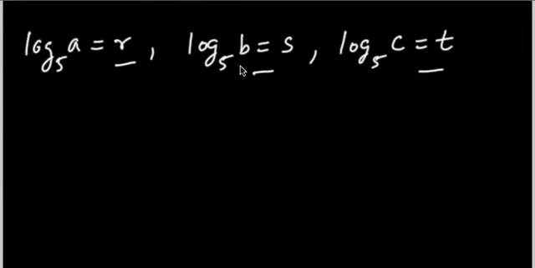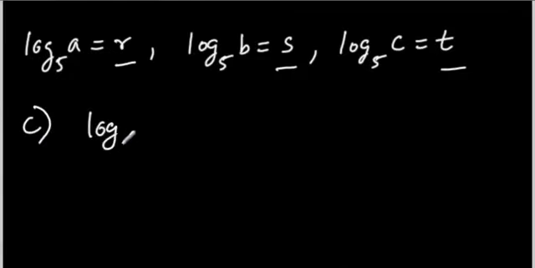That's r, s, and t. So keep in mind, log base 5a is r, log base 5b is s, and log base 5c is equal to t. Now, here's my last example, which is c. So log base 25 a to the power of 4. Now I can't really apply anything here because this is a base of 5 and this is a base of 25. They're different. You can't really do much with it. I mean, sure, I can bring the 4 down, but I can't say that log base 25a is equal to r. I just can't do that.